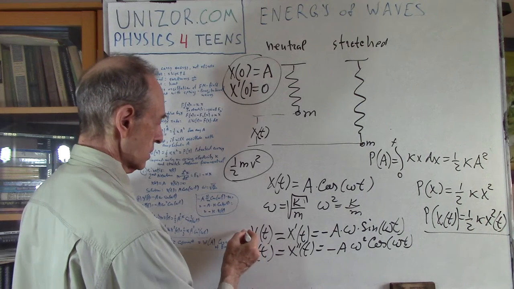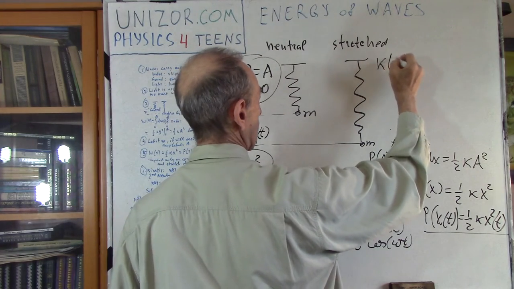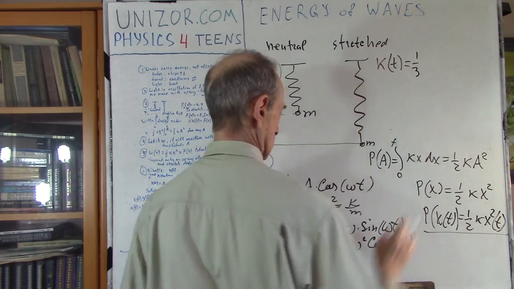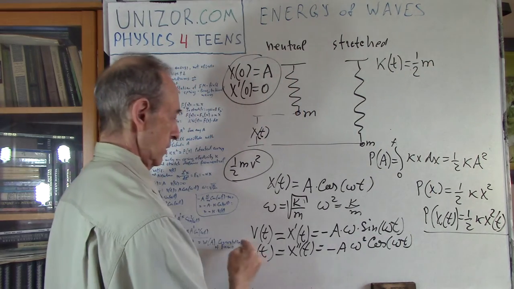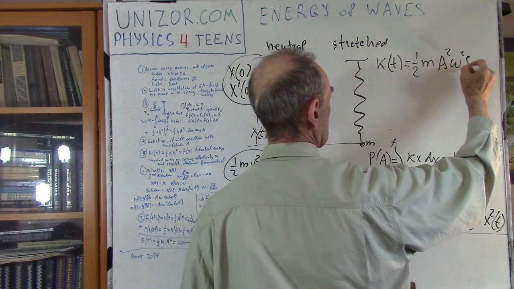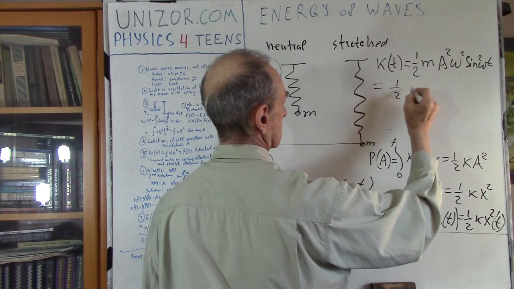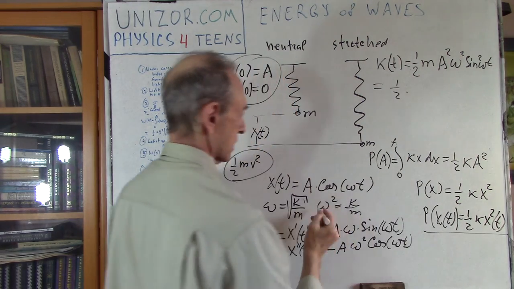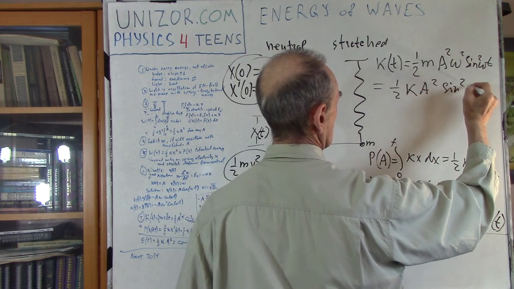So, knowing the speed v of t, I can calculate my kinetic energy as a function of time. So it's 1/2 m v squared, which is 1/2 m A squared omega squared sine squared omega t. So what is omega squared? Omega squared is k over m, and then multiply. So I have only 1/2 k A squared sine squared omega t.